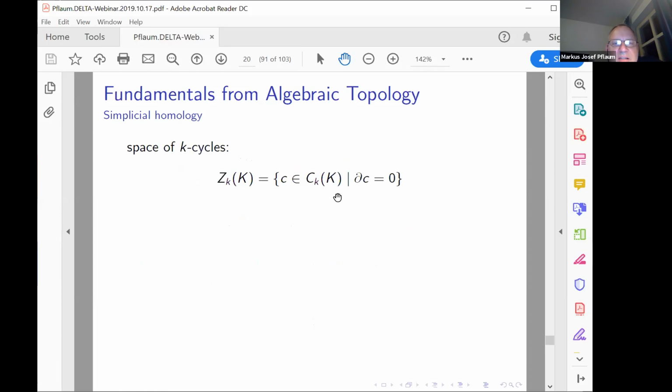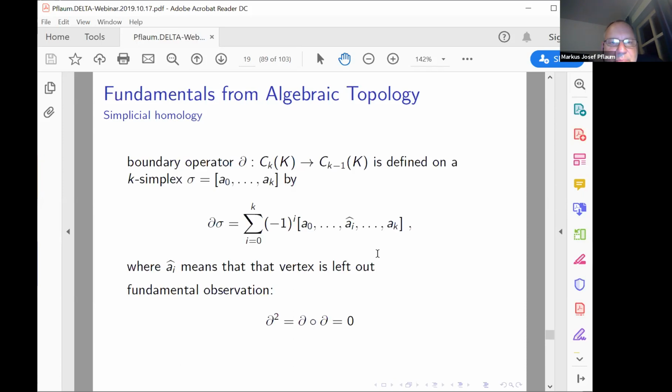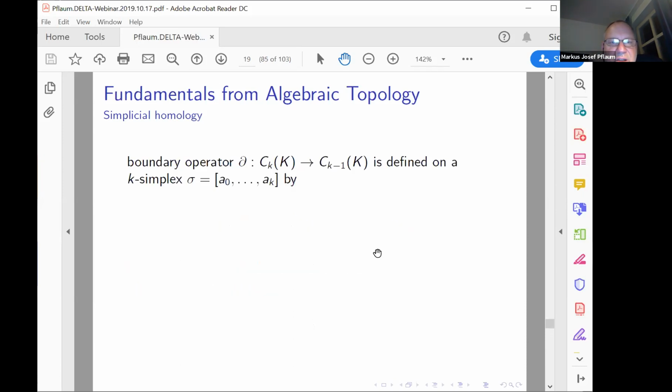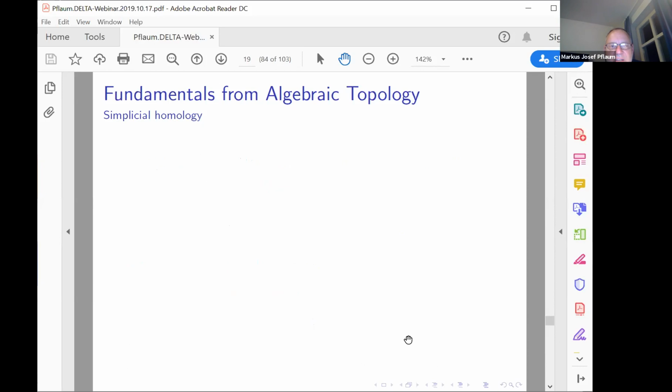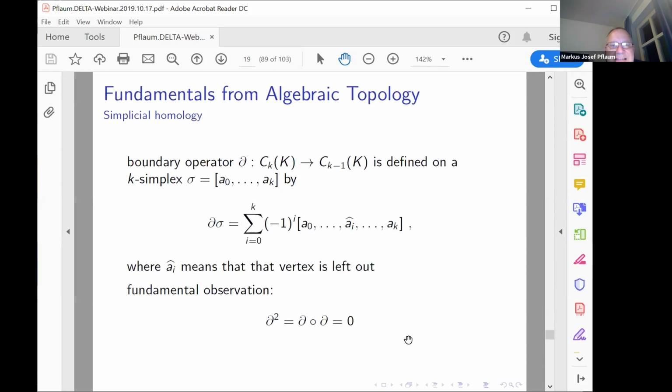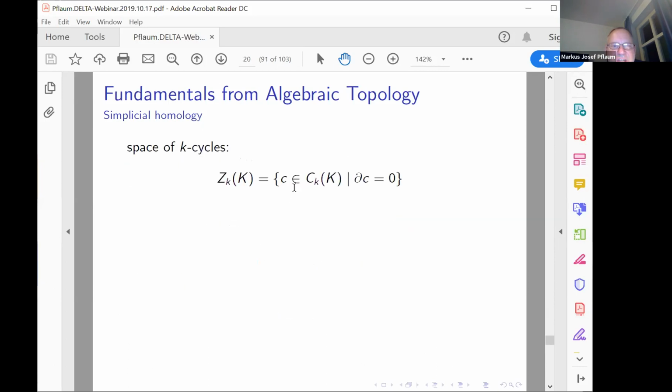Now, in our space of k chains of this simplicial complex, we can form the space of k cycles. So these are all k chains. Let me just come back here. So k chains are the elements here of the C lower k. These are the k chains, so these formal linear combinations. So a k cycle is such a k chain with the property that if you apply this differential, then you get 0 out.